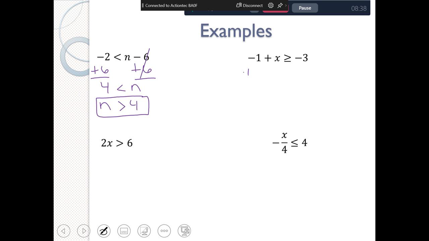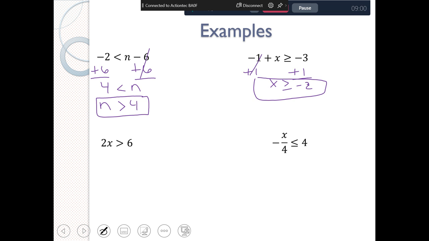All right, so I'm going to add 1 to both sides. So I'm going to get x is greater than or equal to, well, those ones cancel out, and then I have negative 3 plus 1, which is negative 2. I didn't multiply or divide by a negative number, so my sign stays the same. We would graph these at this point in time, but I'm not graphing them.